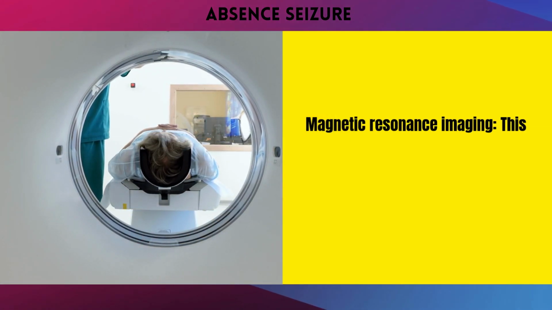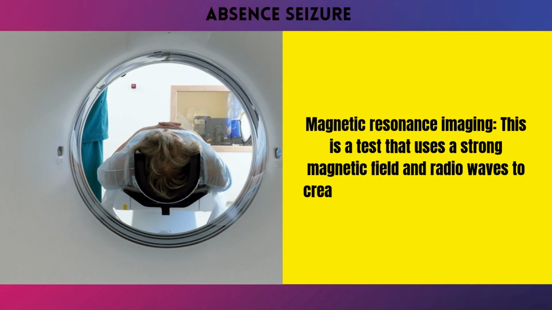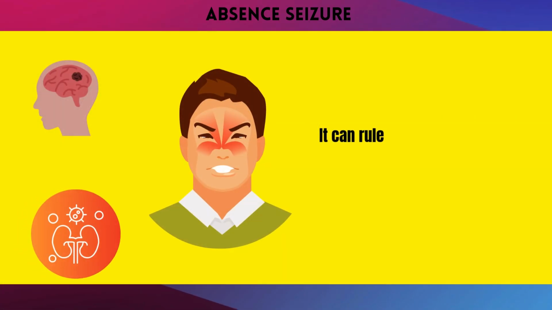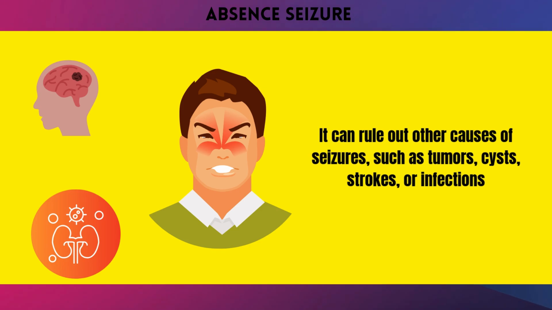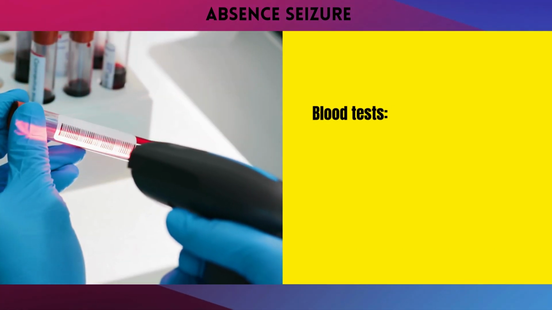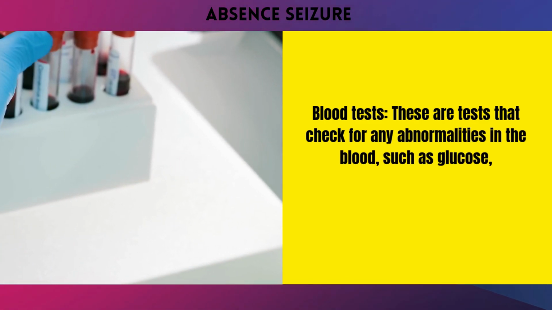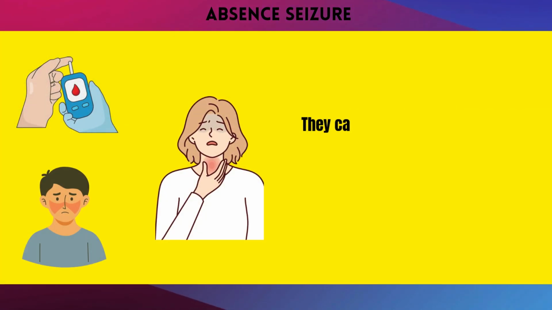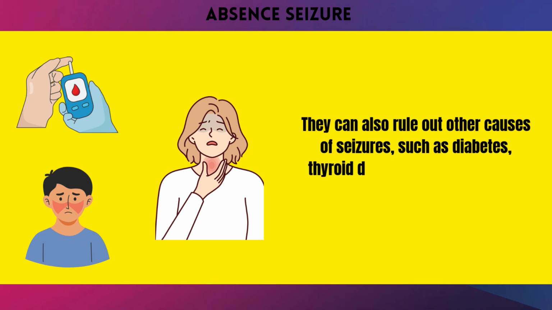Magnetic resonance imaging. This is a test that uses a strong magnetic field and radio waves to create detailed images of the brain. It can rule out other causes of seizures, such as tumors, cysts, strokes, or infections. Blood tests. These are tests that check for any abnormalities in the blood, such as glucose, electrolytes, hormones, or antibodies. They can also rule out other causes of seizures such as diabetes, thyroid disorders, or autoimmune diseases.